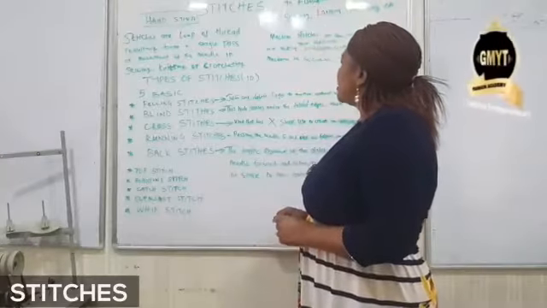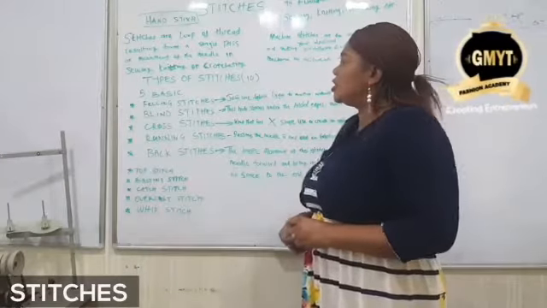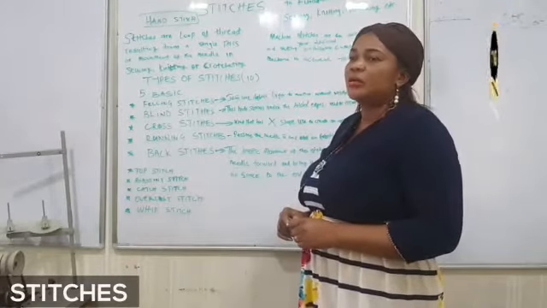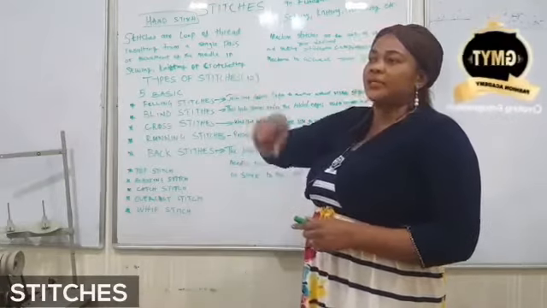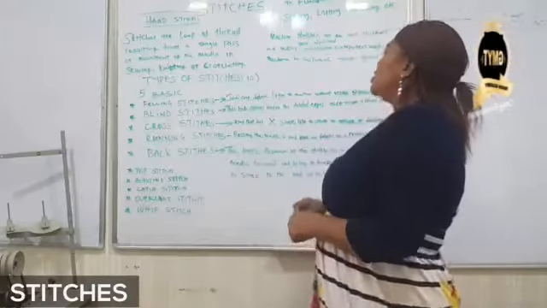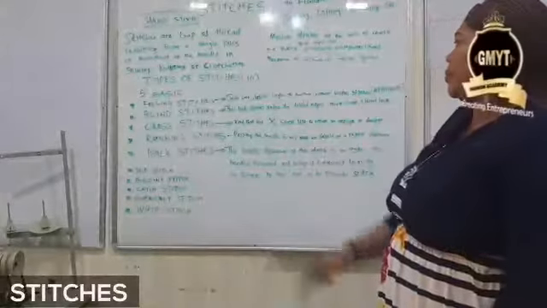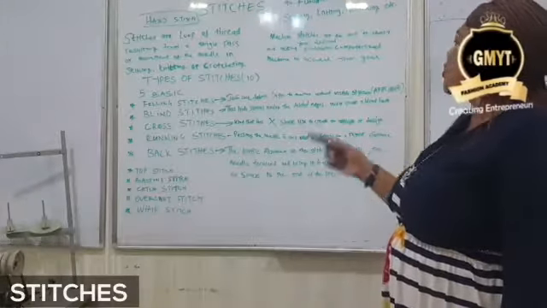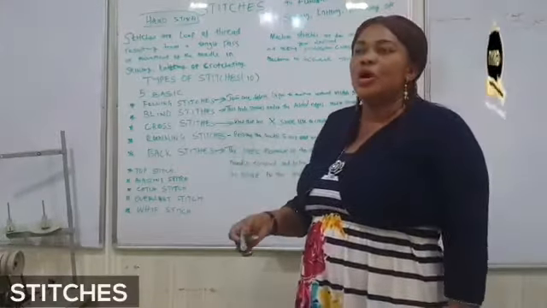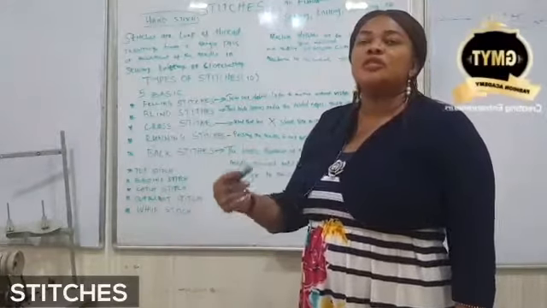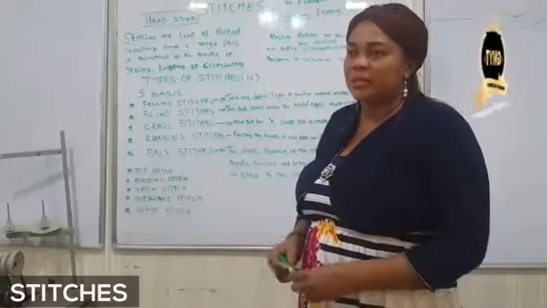Now, your cross stitches. What is cross stitches? Cross is just like X. So it has an X shape. It is used to create an applique or design. It is used for embellishment.